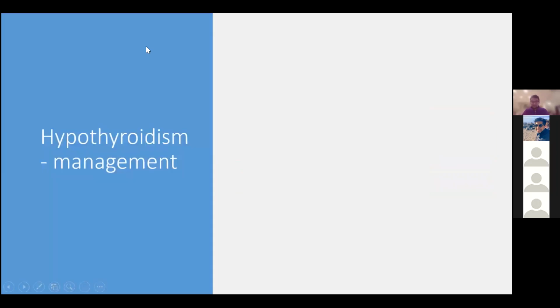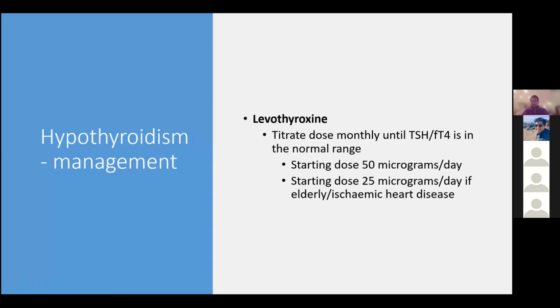So how do you manage someone with hypothyroidism? You replace what's missing. You usually start with 50 micrograms of levothyroxine. You may start with a lower dose depending on the patient, for example if they're elderly or have a history of cardiac disease, and then you'll titrate to manage the symptoms as appropriate.